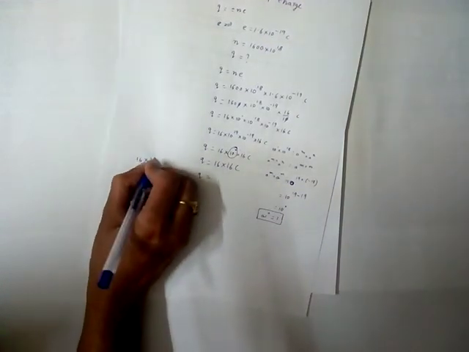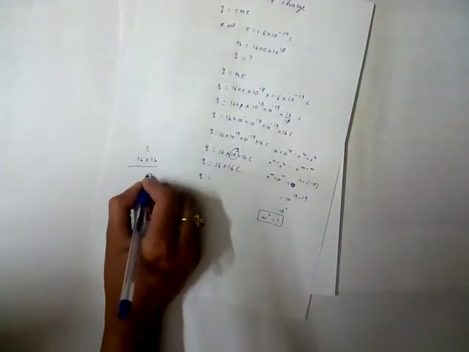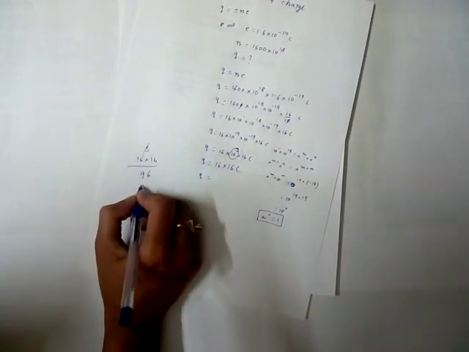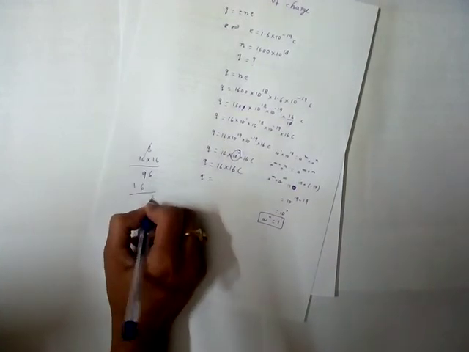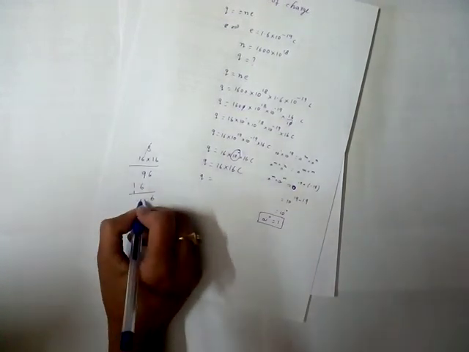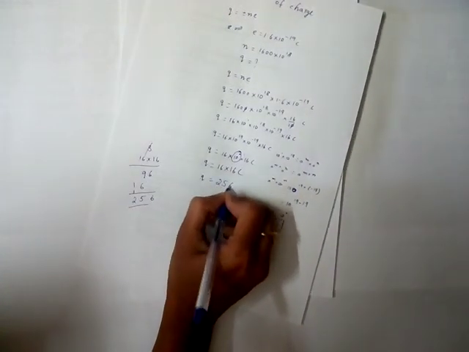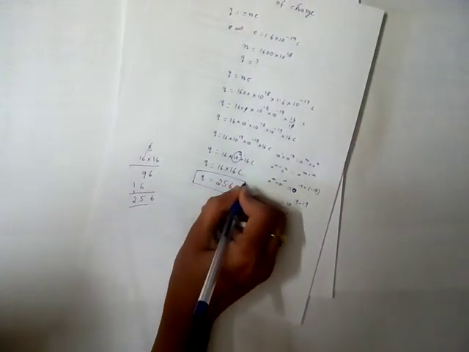So 16 square. What is 16 square? 16 into 16. 6 6s are 36. 6 1s are 6 plus 3, 9. 1 6 is 6. 1 1 is 1. 6 9 plus 6 is 15. 1 plus 1 is 2. 256 coulomb. So when you have a charge of 256 coulomb, you will have the number of electrons present in the charge as 1600 into 10 to the power of 18 electrons.